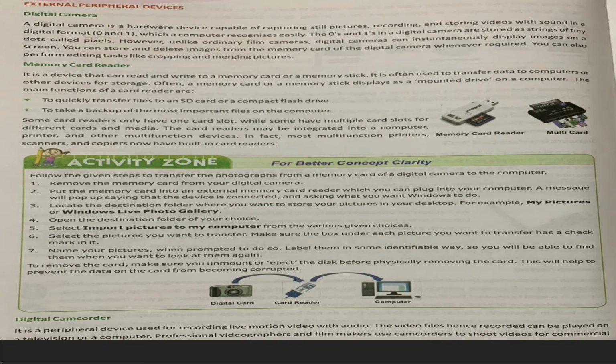Now, external peripheral devices. A digital camera is a hardware device capable of capturing still pictures, and recording and storing videos with sound in a digital form, which a computer recognizes easily. The zeros and ones in a digital camera are stored as strings of tiny dots called pixels. However, unlike ordinary film cameras, digital cameras can instantaneously display images on a screen. We can store and delete images from the memory card of the digital camera whenever required.